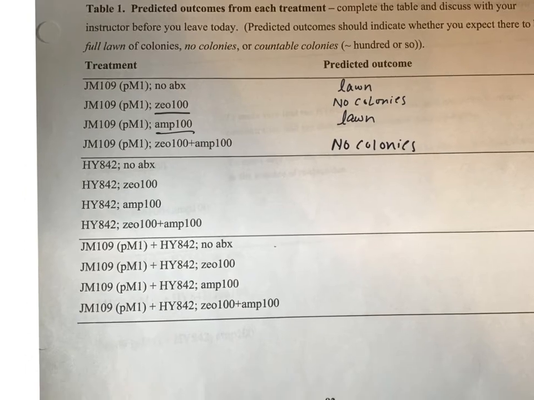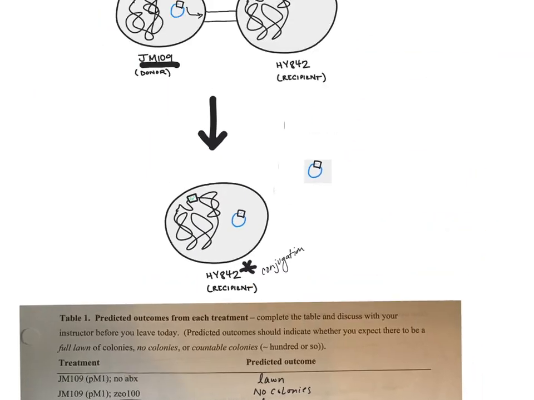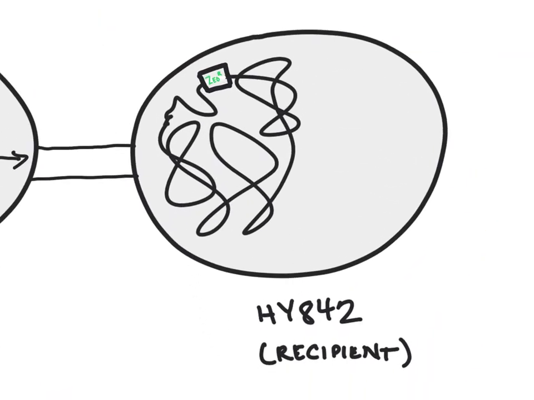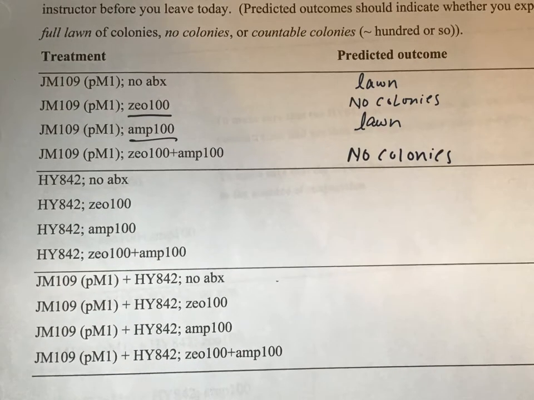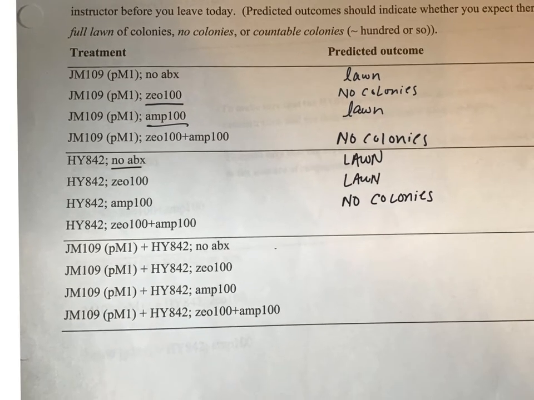All right. Now, what about the HY842? So now we are looking at this particular strain. We know that it's resistant to zeaxanthin, and so the zeaxanthin is going to have no effect, so we should see a lawn in the presence of zeaxanthin. With no antibiotics, likewise, we should see a lawn. However, here with ampicillin, that should kill off that parental strain, so we should see no colonies. And the same is true when you're using a combination of the antibiotics. Likewise, we should see no colonies.